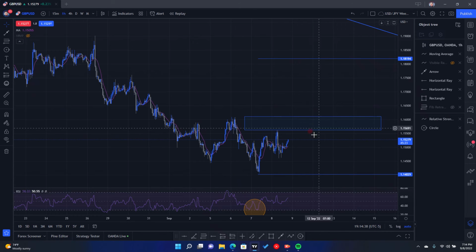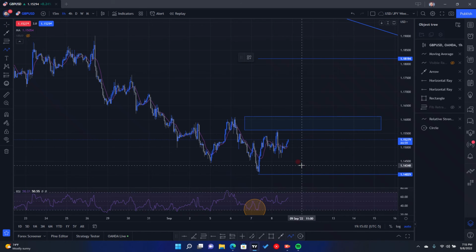Take off the Fibonacci and just wait. So now I'm looking for, it looks like there was a test right in here, but I'm trying to find price action right in this area, telling me that the market is going to either continue down or continue up to this level. So that's pretty much what I'm waiting for.